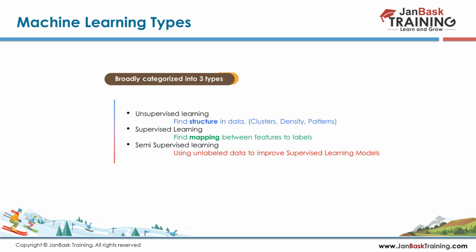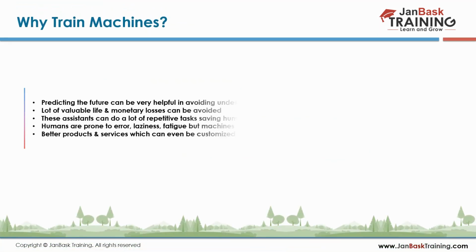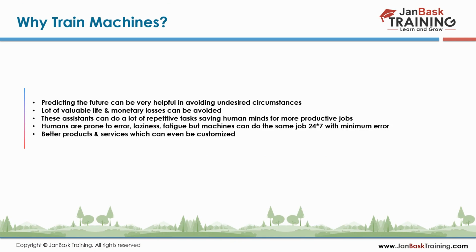Those are called groups. Semi-supervised, as I told you, is when 70-80% of your data is labeled and another 20% is not labeled. That is called semi-supervised. Why is machine learning required? Obviously, it will do the work 24/7 for you. There is no need of waiting for a professional. You can train the machine, and then the machine will start behaving like a professional.